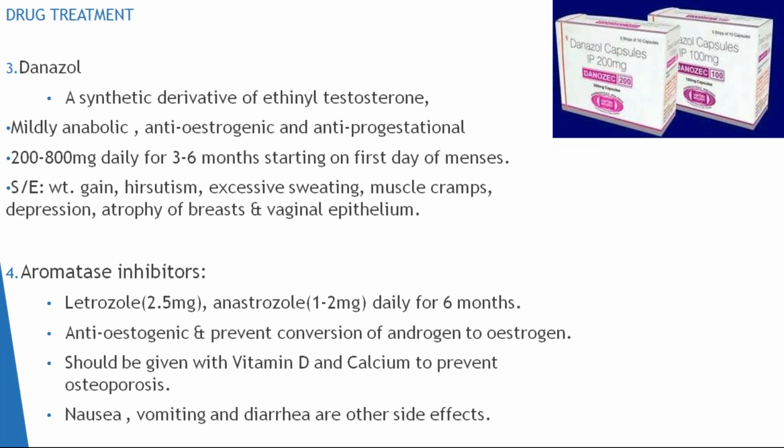And the next option will be an aromatase inhibitor, letrozole. This is given most of the time, 2.5 mg, or anastrozole 1 to 2 mg daily for 6 months. They are anti-estrogen and prevent conversion of androgen to estrogen. So it should be given with vitamin D and calcium to prevent osteoporosis. Women who are on letrozole should be given vitamin C and D supplementations. Side effects will be nausea, vomiting, diarrhea.